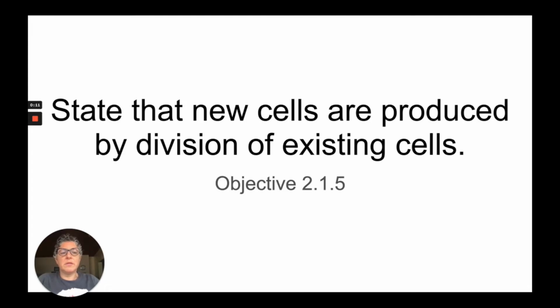This video covers the IGCSE Biology Objective 2.1.5 on the 2025 CAIE syllabus, to state that new cells are produced by the division of existing cells. So there are three ways that you need to know as far as the formation of new cells.